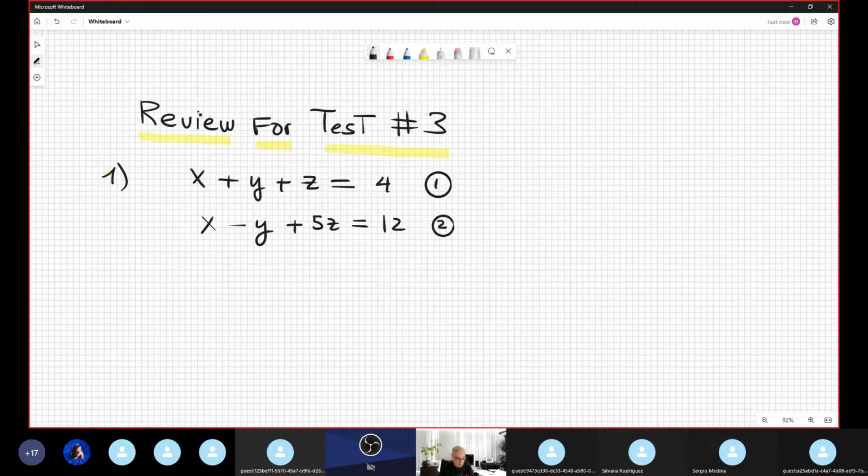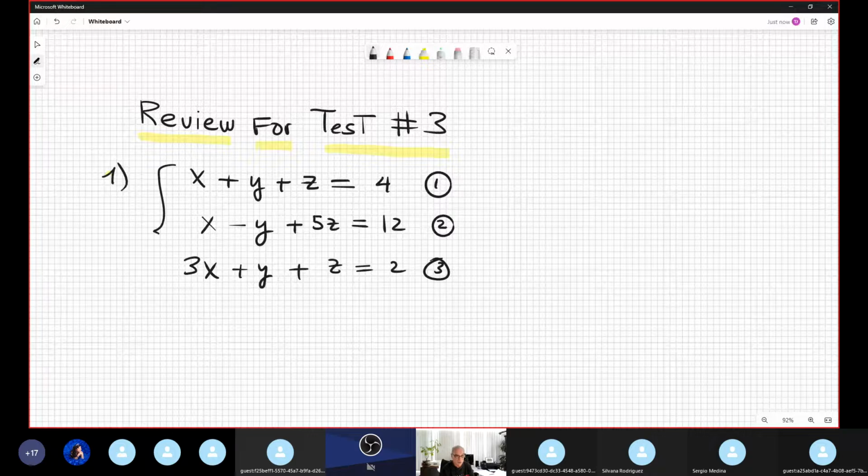I am copying, guys. I have in my hand the review package. Okay, cool. This is my system: 3 equations, 3 unknowns. And the solution that they propose is x equals 3, y equals 2, z equals -1. Be careful with the signs.